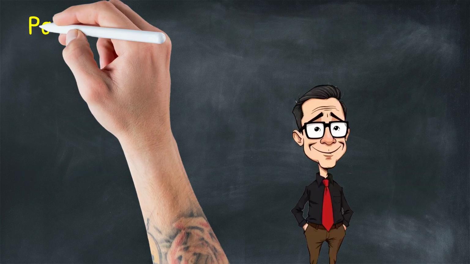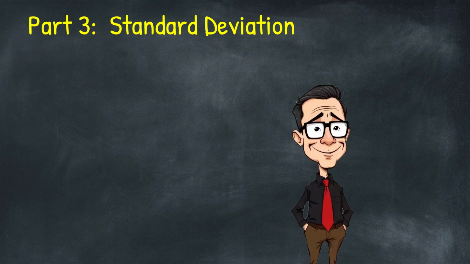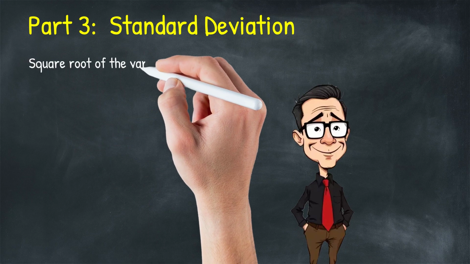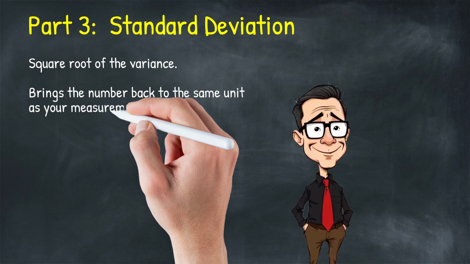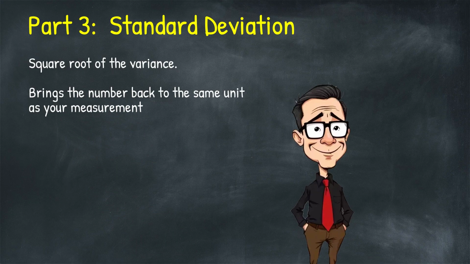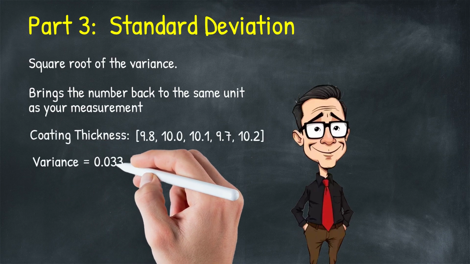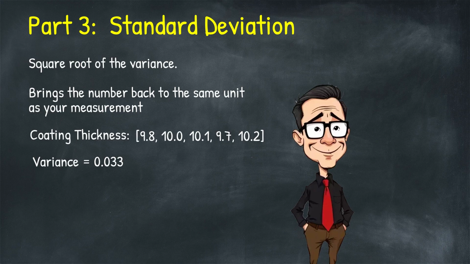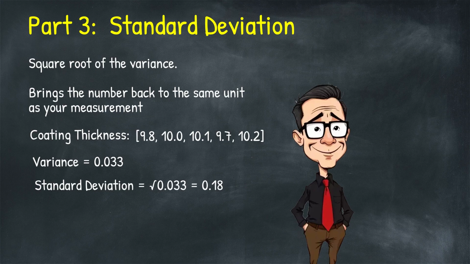Part 3. Standard deviation, the practical measure. The standard deviation is simply the square root of the variance. That brings the number back to the same unit as your measurement, so it's easier to interpret. In our example, variance equals 0.033, standard deviation equals square root of 0.033 equals 0.18.